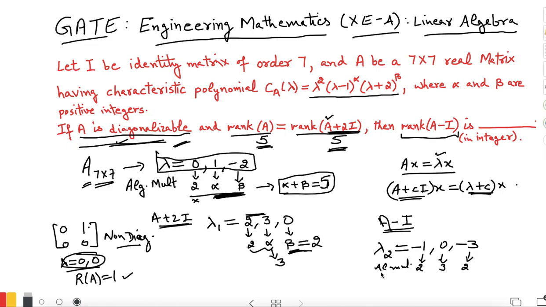Again we need to know the rank, and the rank will depend on the non-zero eigenvalues. So these two eigenvalues will give us the rank, and clearly one is repeated 2 times and the other is repeated 2 times, so the total value is 4. The eigenvalue lambda 2 equal to 0, which has multiplicity 3, will not contribute to the rank, and the total matrix size is again 7 by 7. So clearly the answer for this problem is that the rank of A minus I is 4.